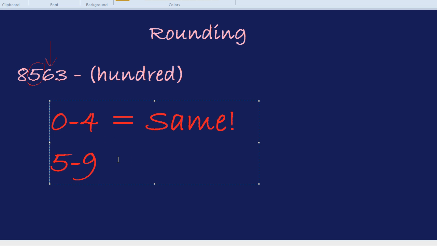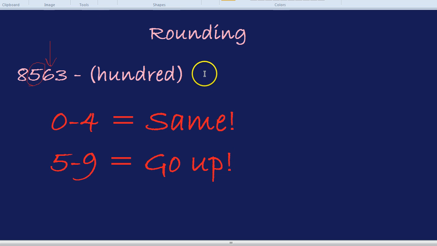If the number to the right is between 5 and 9, you have to do something even weirder. You have to get that number in the circle, not the one you're pointing to, the number in the circle, and it has to go up by 1. Now I realize I've made that sound pretty weird and complicated, but let's try it out so you see what I'm talking about.